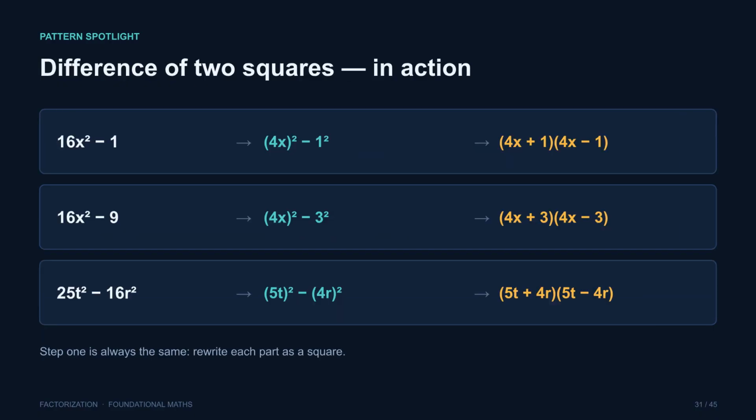Let's see the difference of two squares in action. By rewriting each term as a square, the pattern becomes clear. For instance, 16x squared minus 1 is 4x squared minus 1 squared. This leads directly to the sum and difference of 4x and 1.